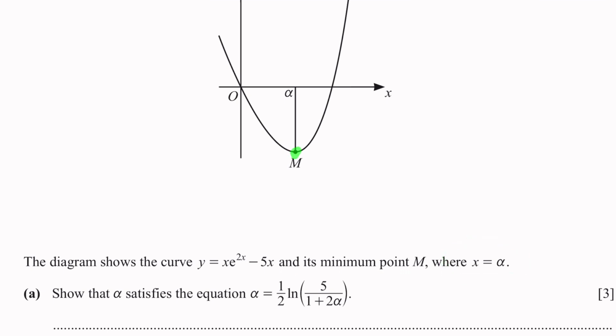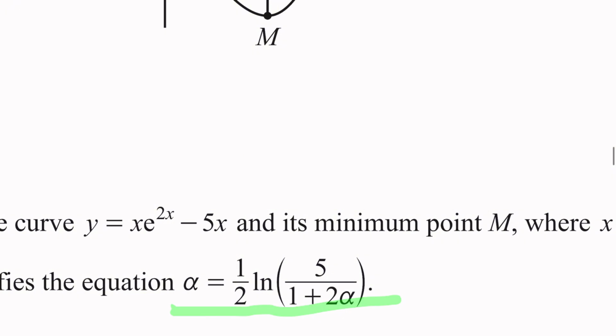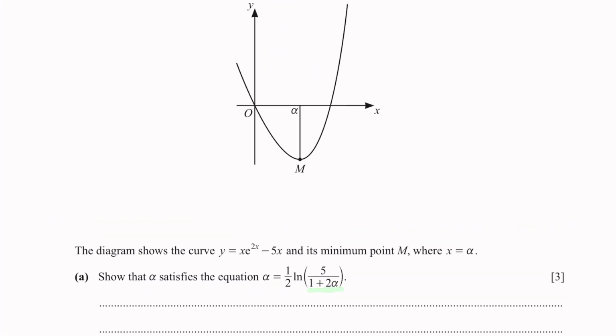This is the minimum point. M is the minimum point on the curve where x is equal to alpha. Show that alpha satisfies the equation alpha is equal to 1 over 2 log 5 over 1 plus 2 alpha. This is the minimum point M.